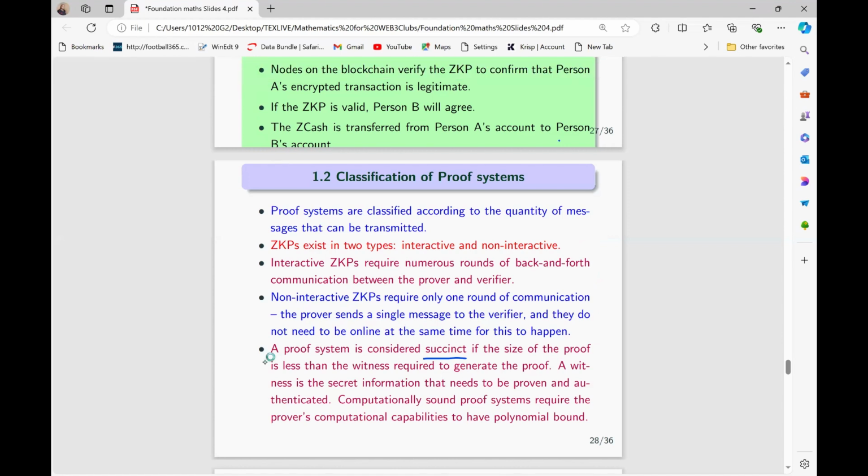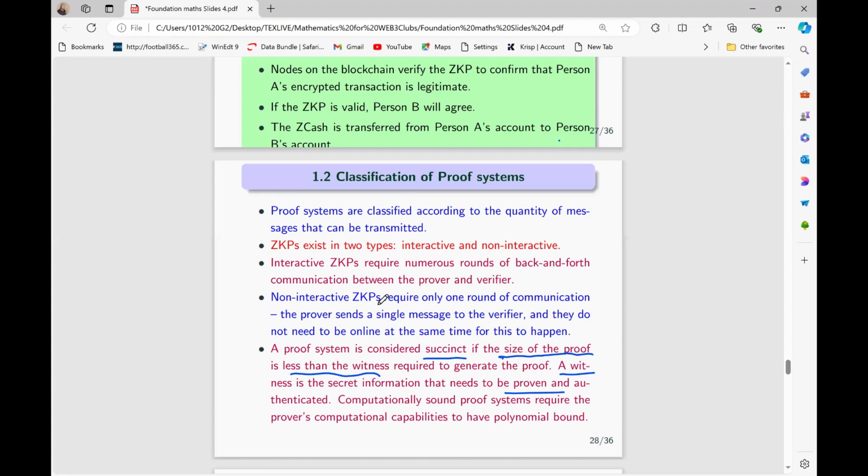And so we say it's succinct if the size of the proof, and you note the word, the size of the proof, is less than the witness required. What is a witness? I defined a witness yesterday, but let me repeat. A witness is secret information that needs to be proven and authenticated. That secret information is what we're calling a witness. So if the size of the proof is less than the witness, then we say that the proof is succinct.